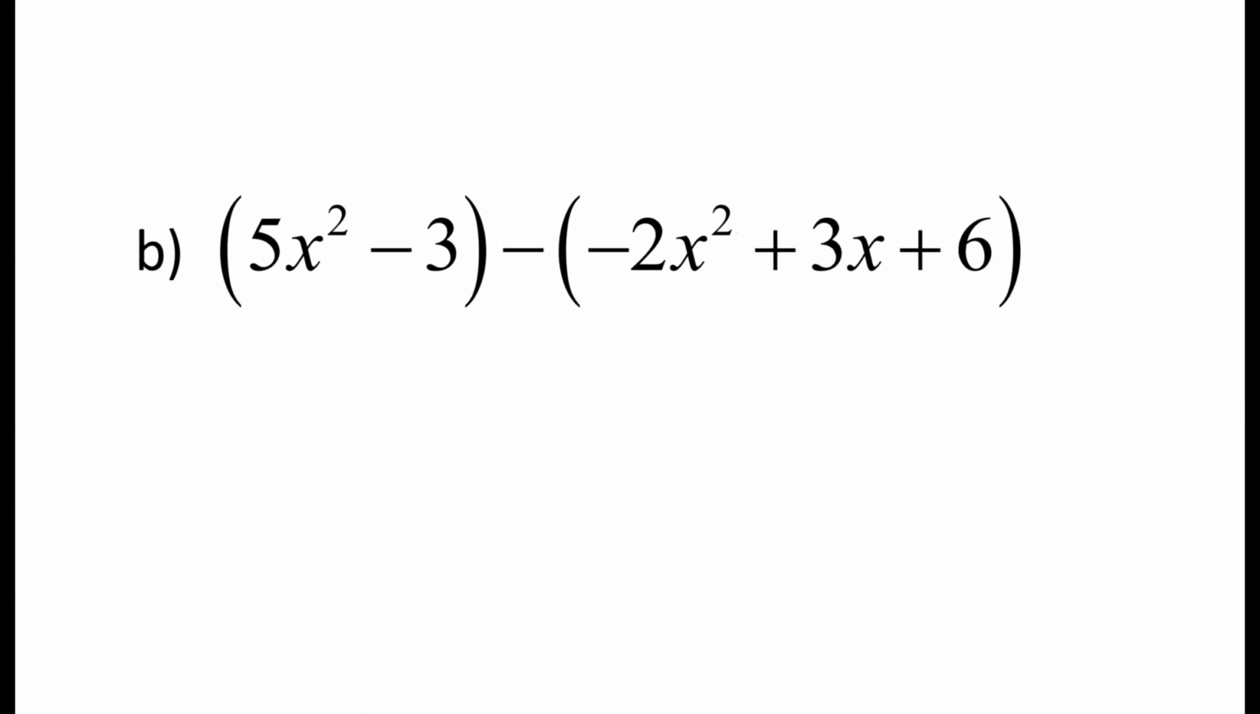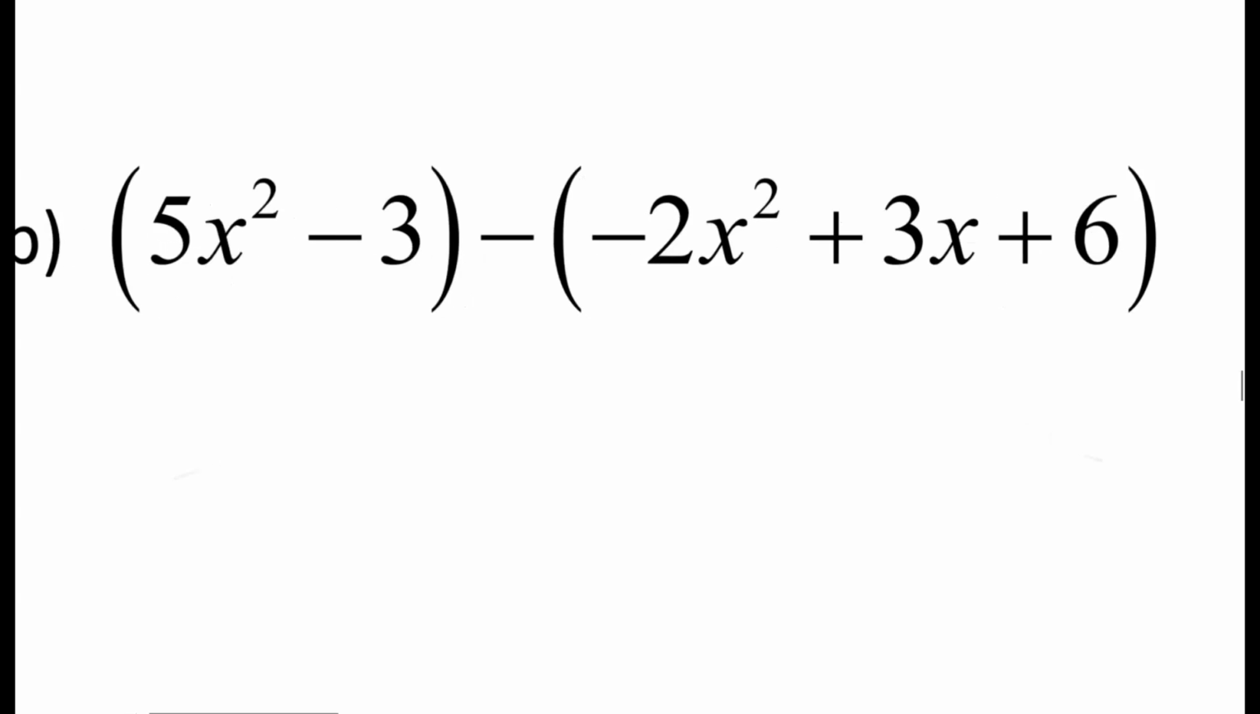For b, we have to follow the same steps. So we're reversing the signs in the second set of brackets and eliminating the brackets.